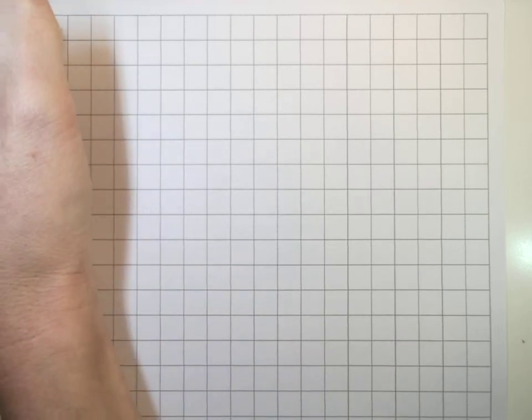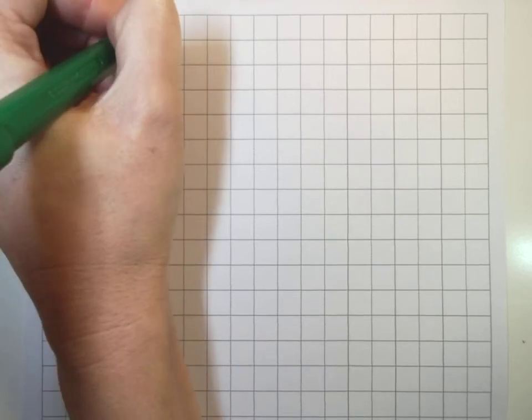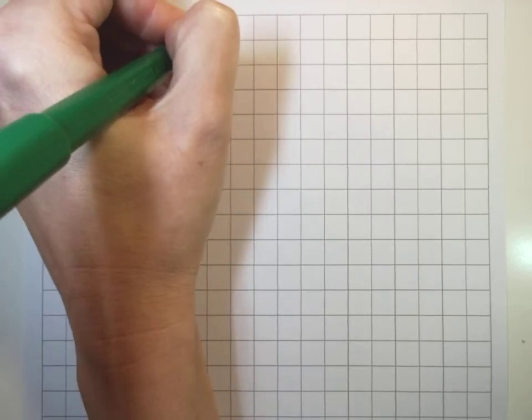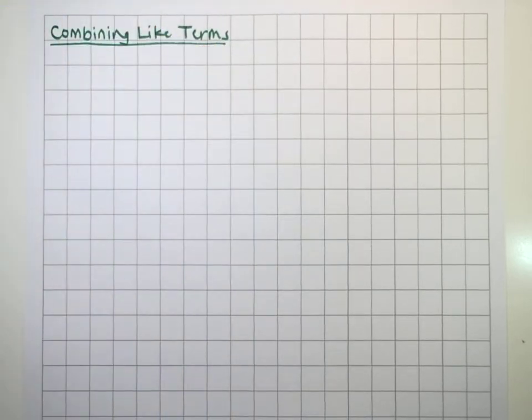Hi, okay, so today we are going to start our unit on polynomials. The first thing we are going to be talking about are like terms. All throughout the unit, you are going to be combining like terms. So we're going to start off with adding and subtracting, which is where you're going to be combining like terms, and then we're going to move into multiplying. And when you multiply, there are going to be like terms that you'll also need to combine.